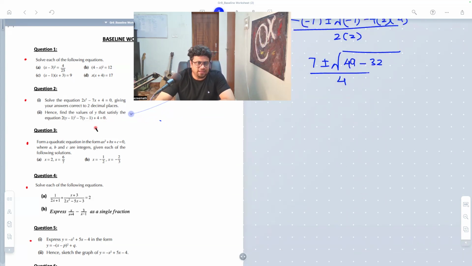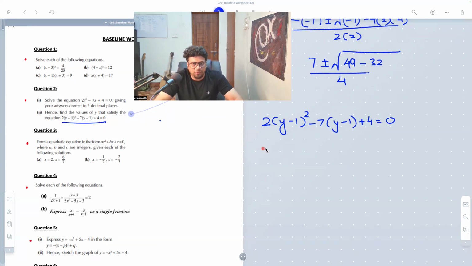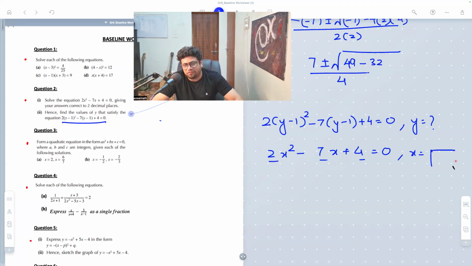Well, this is an interesting question where you're given 2 times (y minus 1) square minus 7 times (y minus 1) plus 4 equal to 0. And in the quadratic, you were looking for the values of y, by the way, here. The quadratic that you did in the previous part of the same question was 2x square minus 7x plus 4. Well, you have obtained values of x here. That's over there.